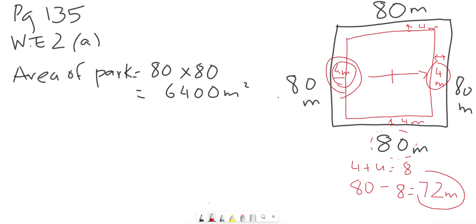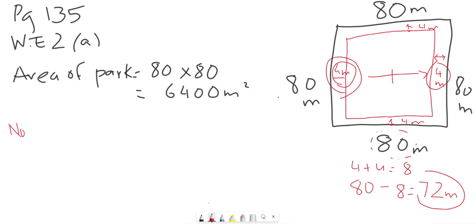So now this calculation, this 72 helps us find the area of the square without the path. Now I'm going to write it with red to specify it. This is the area of the original park, 6400 meter.